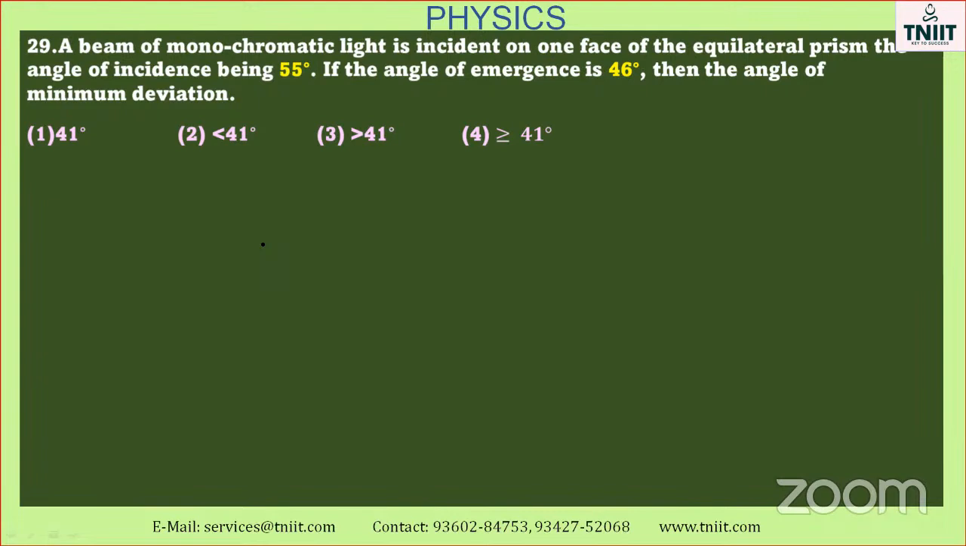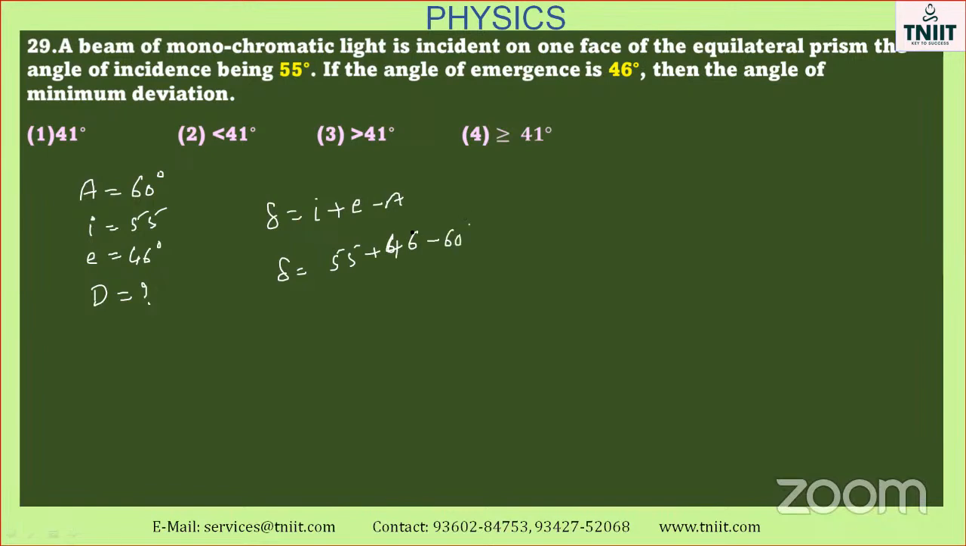A beam of monochromatic light is incident on one face of an equilateral prism. Equilateral prism means what is the A value? 60 degree. It is incident at an angle of incidence I, that is 55, and the angle of emergence, let it be E, that is 46 degree. What is the angle of minimum deviation? You know that the deviation is given by the formula I plus E minus A. So I is 55 plus 46 minus 60.